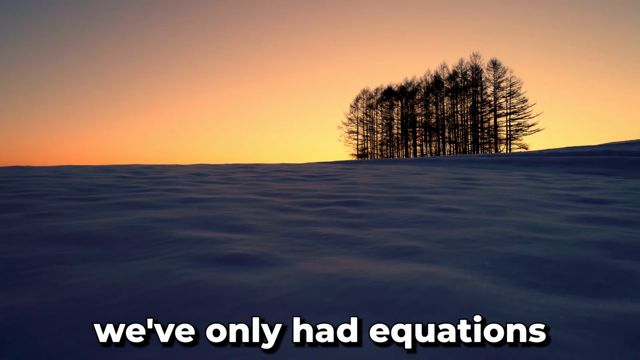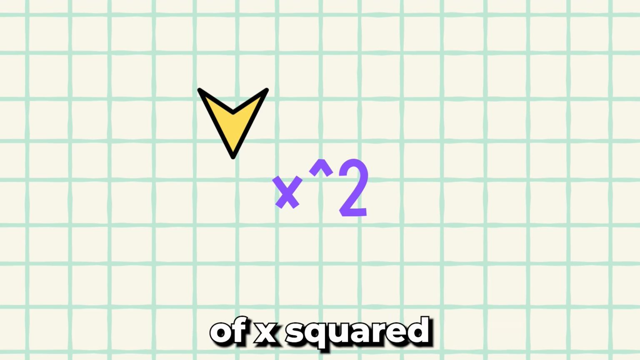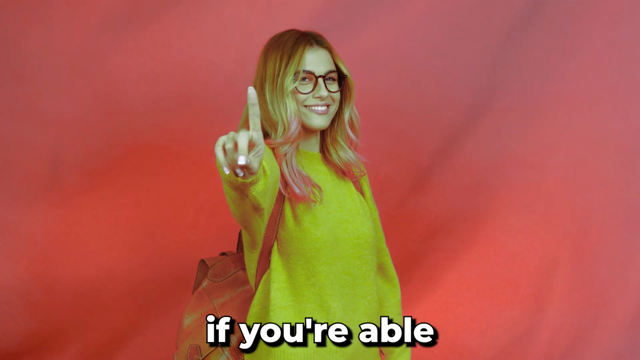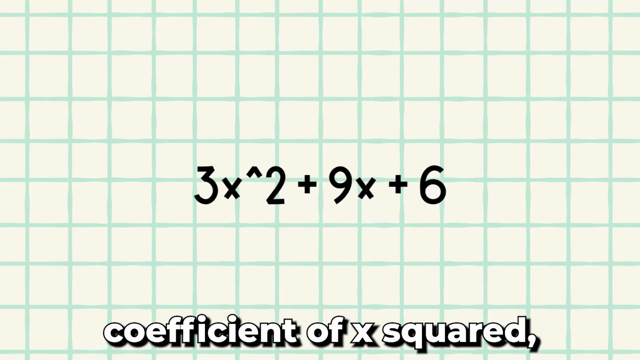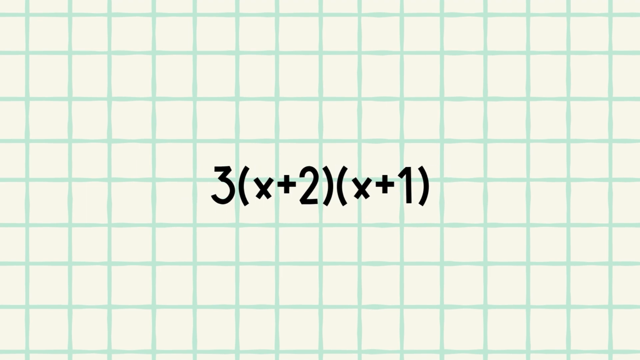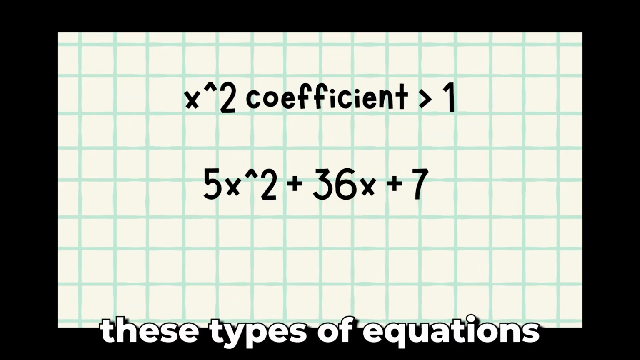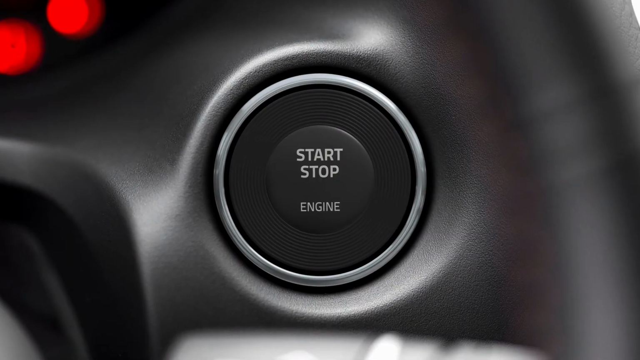So far, we've only had equations where the coefficient of x squared is 1. When it isn't 1, like 2 or 5 or -13, there are a few things you can do. First, if you're able to easily factor out the coefficient of x squared, then do that and then solve it as normal. Otherwise, you have two options: learn how to factor these types of equations or just use the quadratic formula. We'll start with the formula.